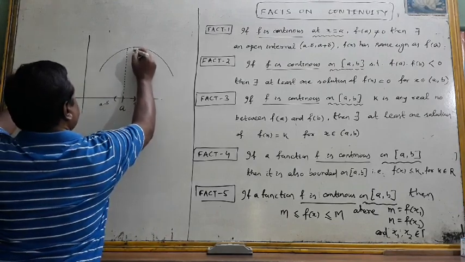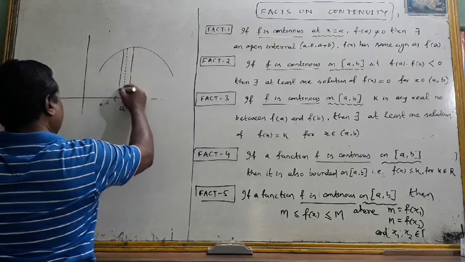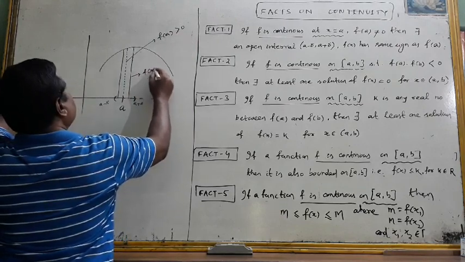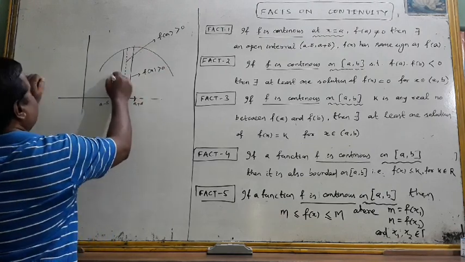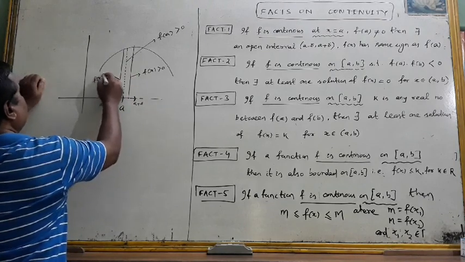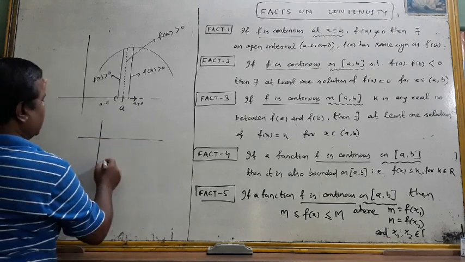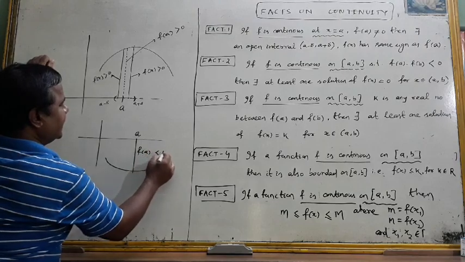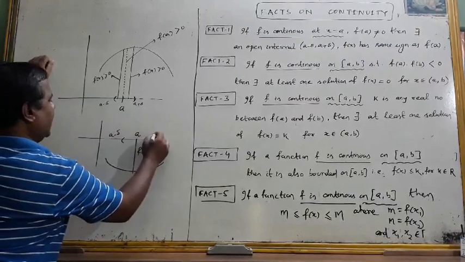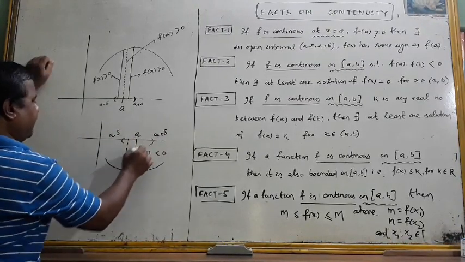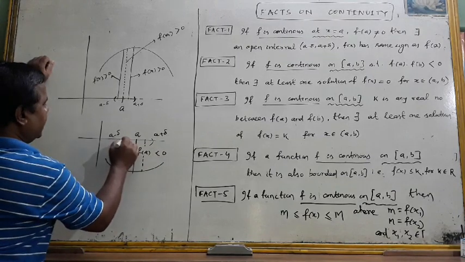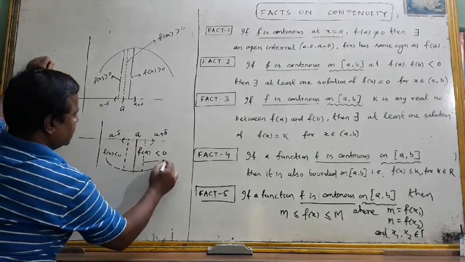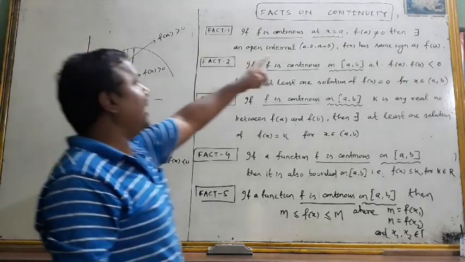Every f(x) in this interval is like this. Suppose this is f(a), and f(a) is positive. Then this f(x) is positive, and this f(x) is also positive. If f(a) is negative, suppose this is a continuous graph and this is a. Naturally f(a) is negative. On this interval, a minus delta to a plus delta, every value of f(x) is also negative.